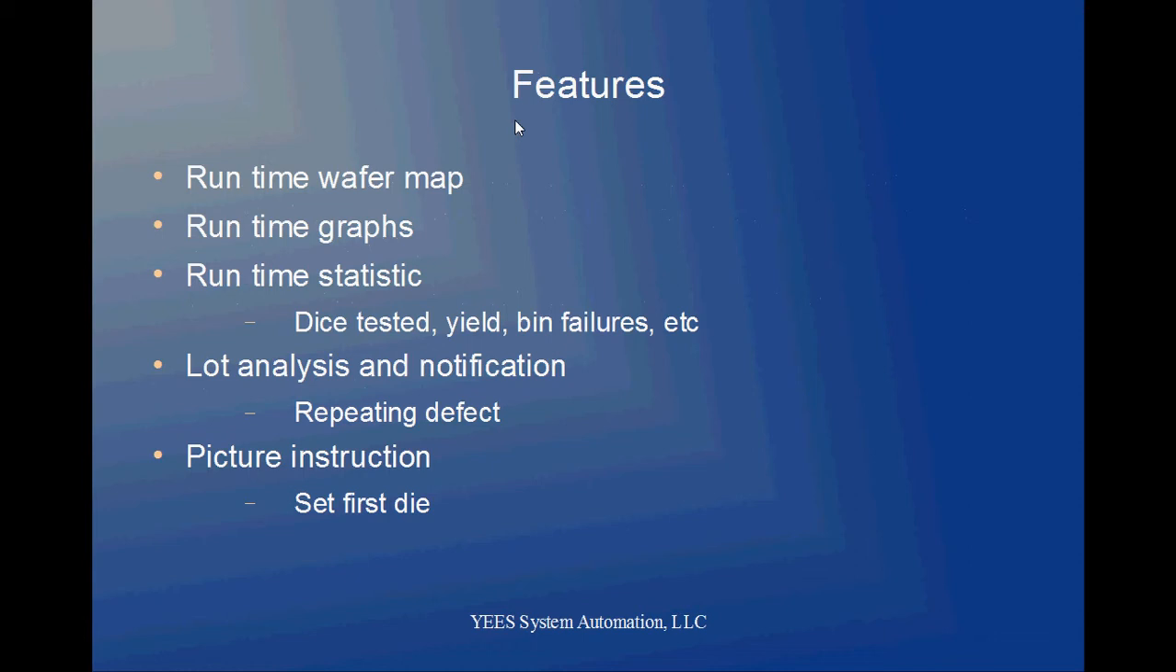The proposed features include a runtime wafer map, displaying a wafer map with each die colored according to its test result. Runtime graph, displaying a histogram that shows the bin information of the wafer test. Other statistical plots, such as X versus Y, ANOVA, etc., can also be included. Runtime statistic, displaying number of die tested, yield, bin failures, etc.